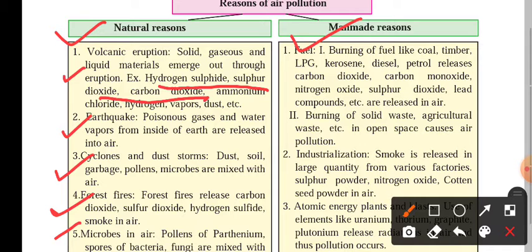Another thing is burning of solid waste like agriculture waste, etc. in open spaces, which causes air pollution. Then industrialization is also one of the man-made reasons. Industries are releasing very harmful gases into the environment. After that are the atomic energy plants and blasts. Use of elements like uranium, thorium, graphite, and plutonium releases radiations in air and thus pollution occurs. So these are the man-made reasons.